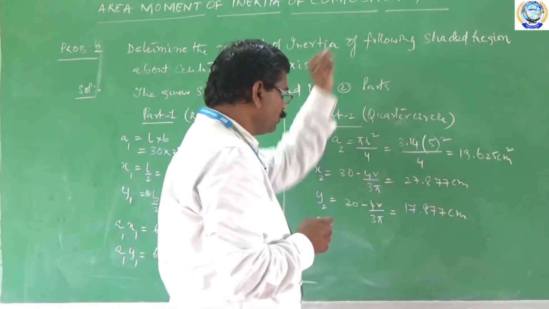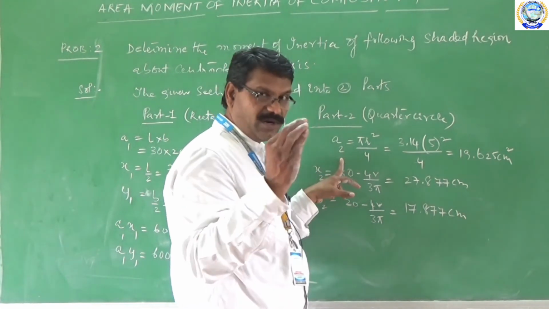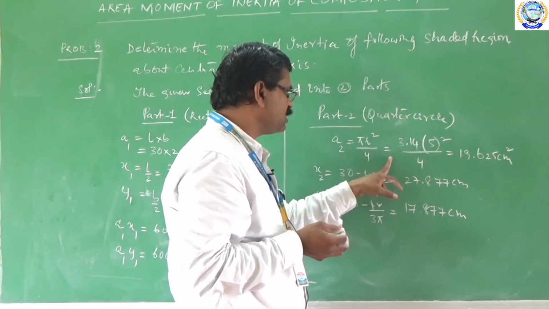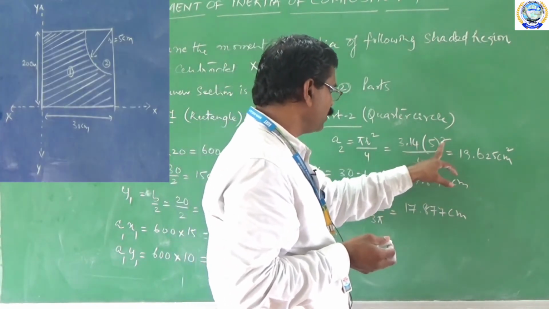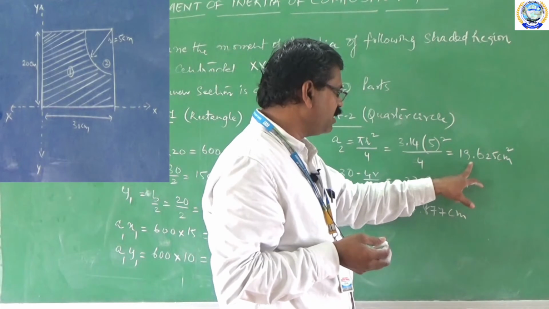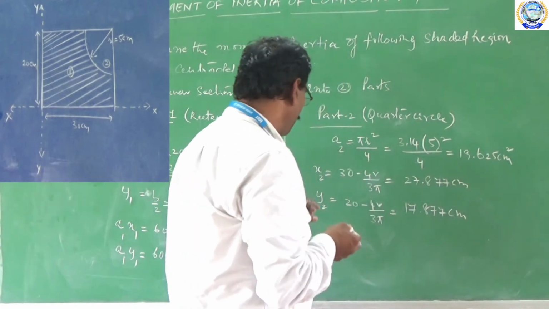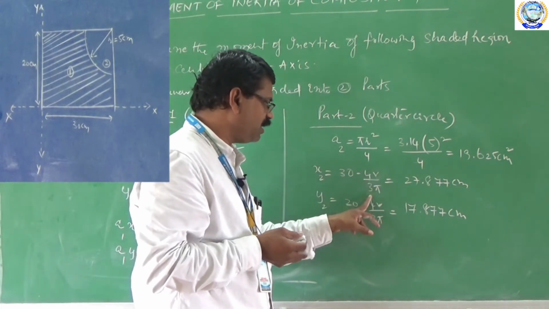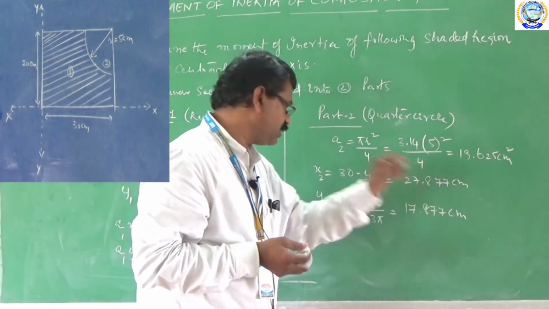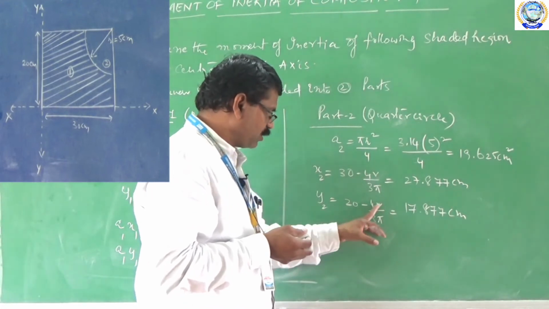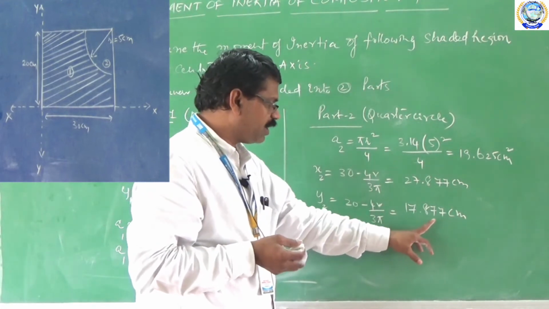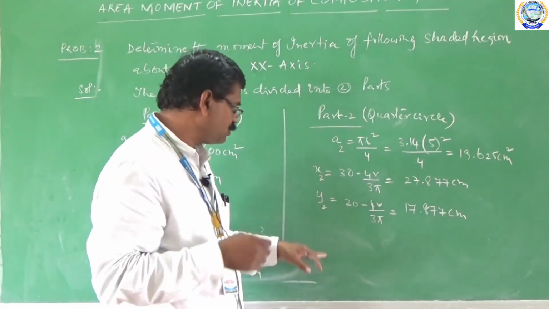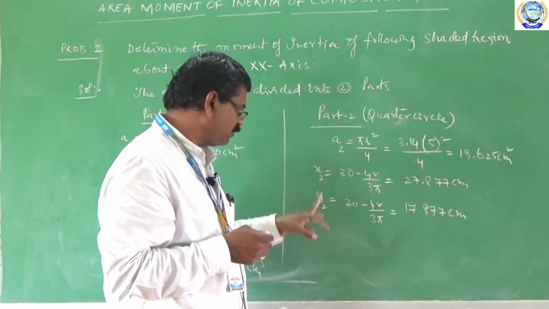Similarly, for part 2, that is the quarter circle, we have a formula for finding the area of a quarter circle, that is A2 is equal to pi r square by 4, which is equal to 3.14 into 5 whole square divided by 4, which is equal to 19.625 centimeters square. Similarly, for finding the x2 coordinate, x2 is equal to 30 minus 4r by 3 pi, that is equal to 27.877 centimeter, and y2 is equal to 20 minus 4r by 3 pi, that is equal to 17.877 centimeters. Now, using A2 and x2, we find A2 x2. Using y2 and A2, we find A2 y2.